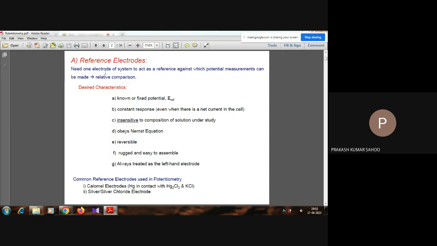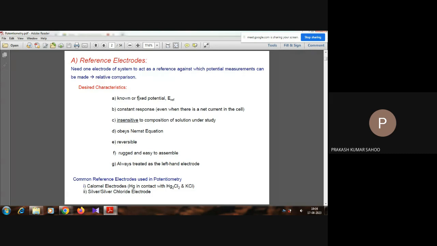We need one electrode of the system to act as a reference against which the potential measurement can be made, based on relative comparison. That is, the potential of the indicator electrode, which we are trying to estimate or determine, is in comparison to the reference electrode. What are the desired characteristics of a reference electrode?